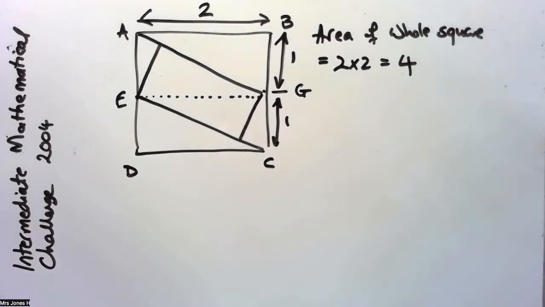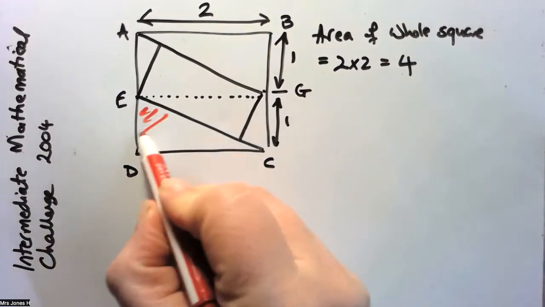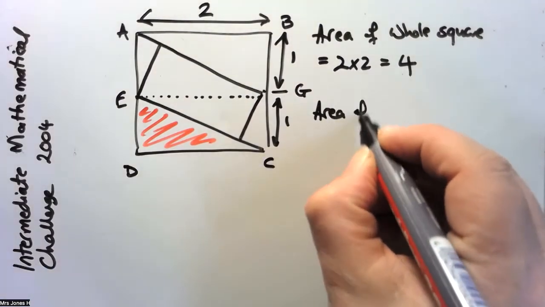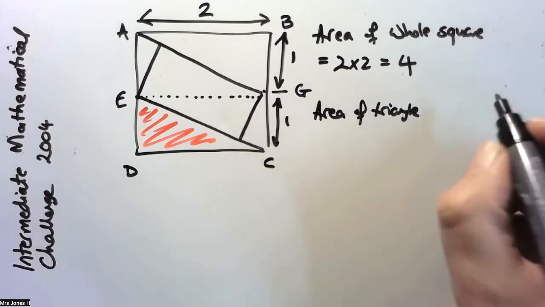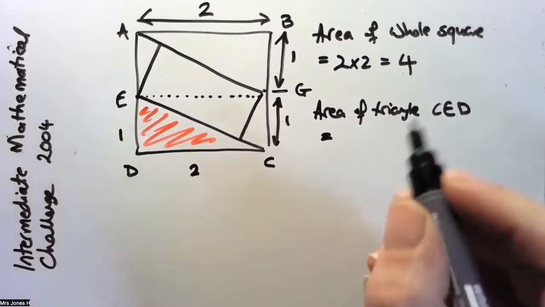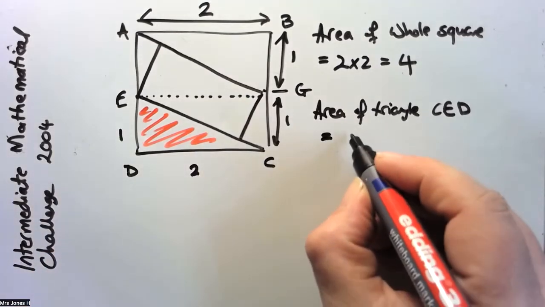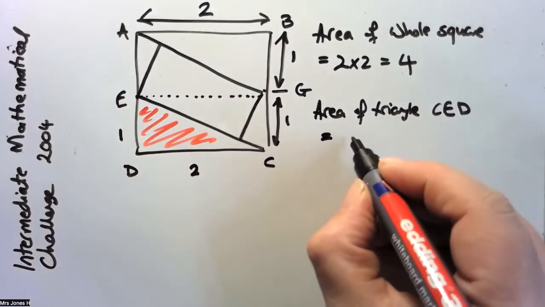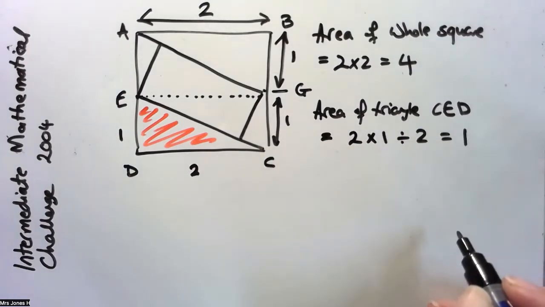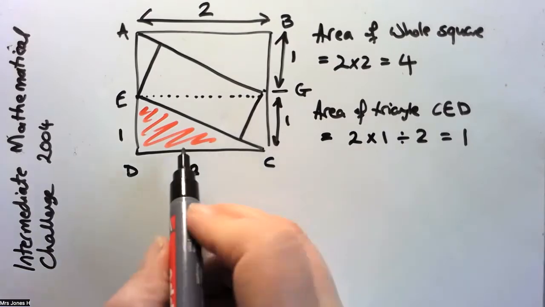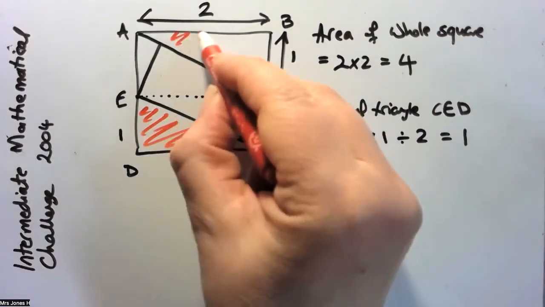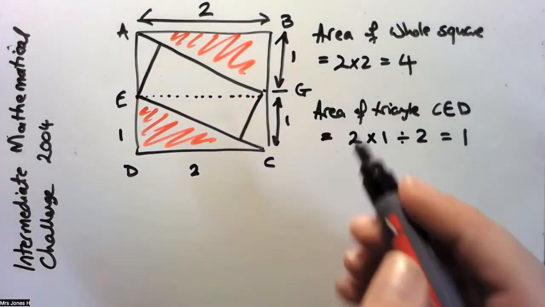so that's this one in here, equals, we've got 2 here, we've got 1 here. So it is half base times height. So 2 multiplied by 1 divided by 2. Therefore, we're looking at 1. This triangle is exactly the same as this triangle. So actually, the whole of the red area here is 2.